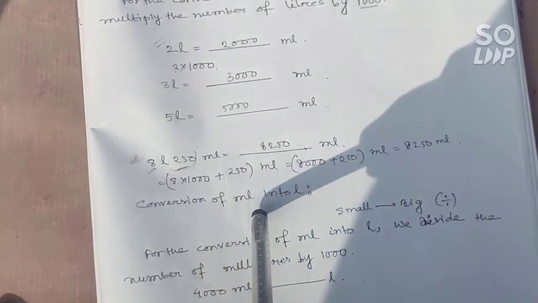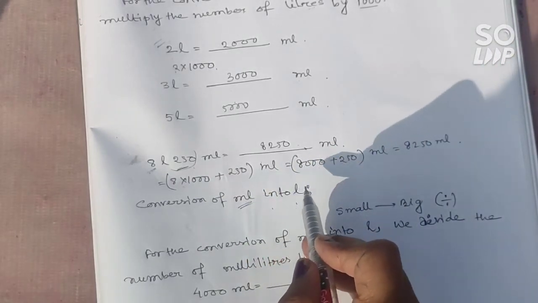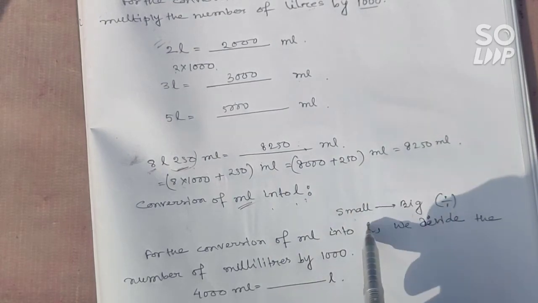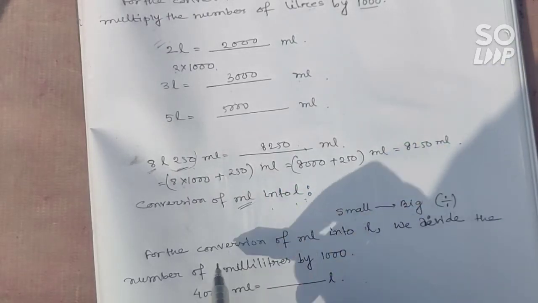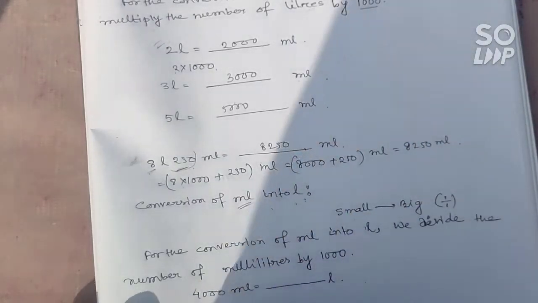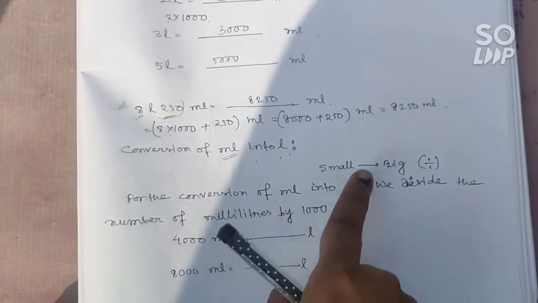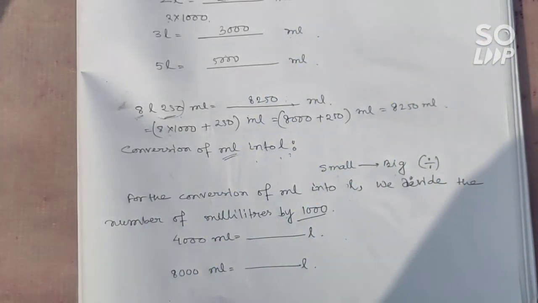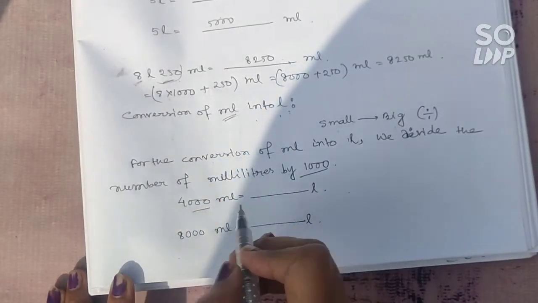Next topic is conversion of milliliters into liters. You know that the milliliter unit is smaller than the liter unit. So for converting a smaller unit into a bigger unit, you need to divide. So for the conversion of milliliters into liters, we divide the number of milliliters by 1000. Milliliter থেকে লিটারে কনভার্ট করতে গেলে আমাদেরকে 1000 দিয়ে ডিভাইড করতে হবে, and লিটার থেকে মিলিলিটারে কনভার্ট করতে গেলে আমাদেরকে 1000 দিয়ে মাল্টিপ্লাই করতে হবে.